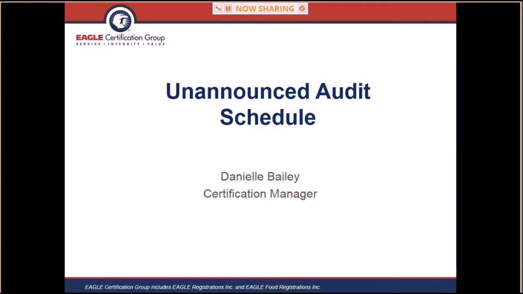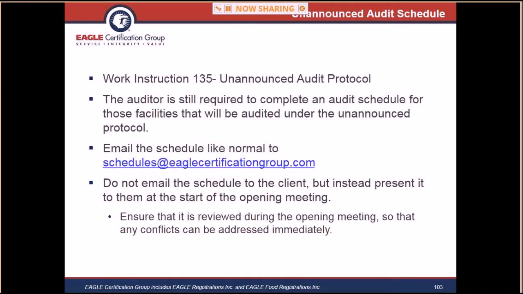Next, I'm going to cover some reminders about unannounced audit schedules. We do have a work instruction 135 for unannounced audit protocol. Auditors are required to complete an audit schedule for facilities that will be audited under the unannounced audit protocol. The schedule should be emailed like normal to schedules@eaglecertificationgroup.com. Do not email the schedule to the client, but instead present it to them at the start of the opening meeting. You'll want to ensure that it is reviewed during the opening meeting so that any conflicts can be addressed immediately.